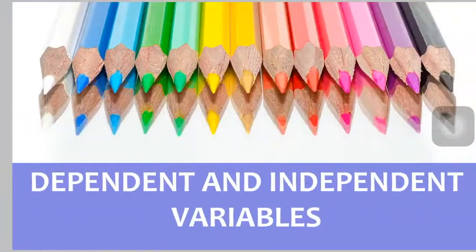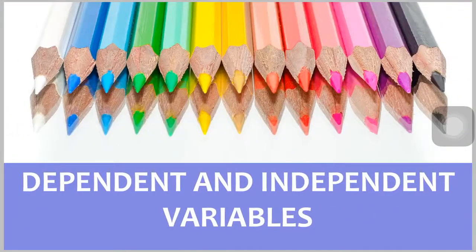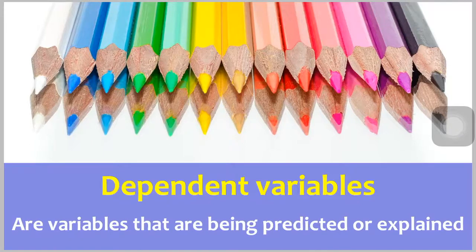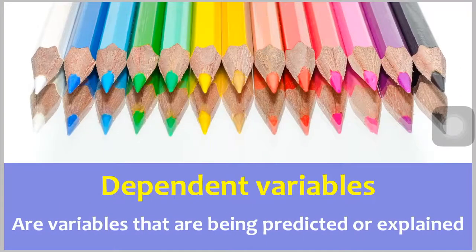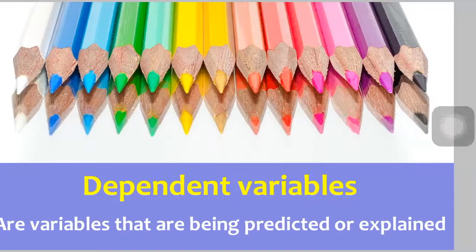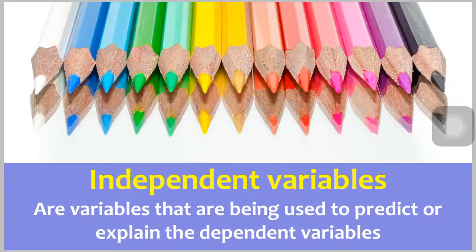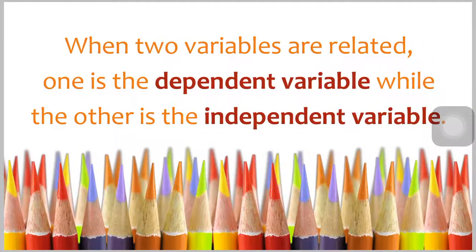Now let's go back to dependent and independent variables. If you say dependent variables, these are the variables that are being predicted or explained. If you say independent variables, these are the variables that are used to predict or explain the dependent variables. So we say that dependent variables are the ones being predicted, while independent variables are the predictors. When two variables are related, one is called the dependent variable, while the other one is called the independent variable.